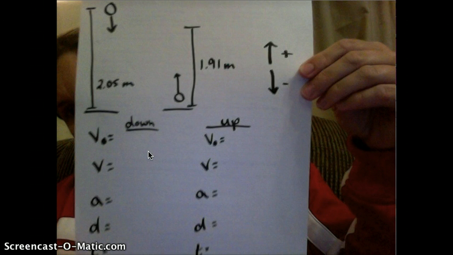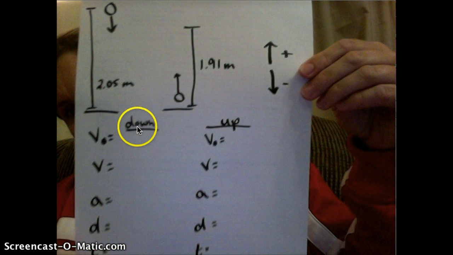For right now, all you need to know is that anytime you're doing a kinematics problem, and something in free fall is kinematics because gravity is a constant acceleration, you have 5 variables. So I have initial velocity, final velocity, acceleration, displacement, and time.